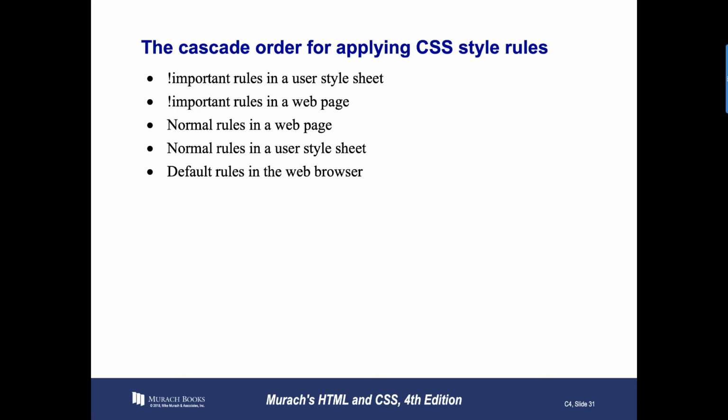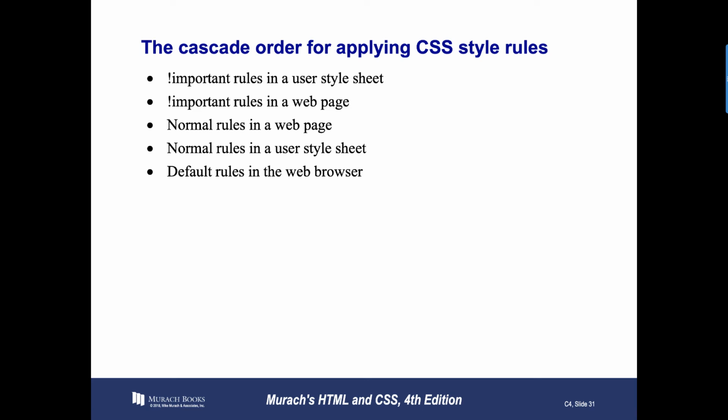So the cascade order for applying CSS style rules, right? That's why it's called cascading style sheets. There is this thing called bang important, right? That's that exclamation point. And that is something I don't want you to ever use, because we used to use it when we couldn't get something to work correctly. So we said, I want this font blue, make it blue. And it wasn't working, so you slapped on an important after it and it worked.